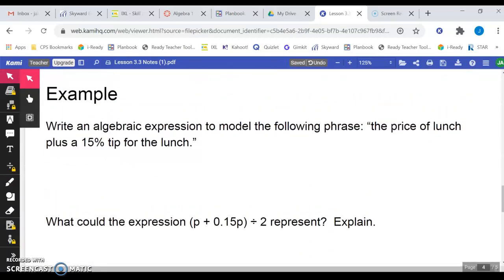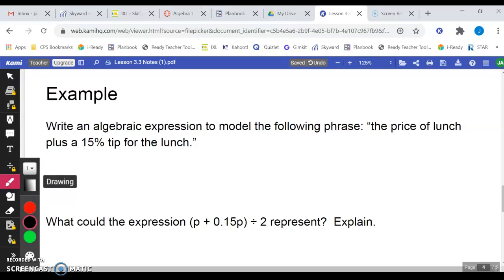So example, write an algebraic expression to model the following phrase, the price of lunch plus a 15% tip for the lunch. So we have to pay for lunch, so I'm going to use a capital L, plus a 15% tip of whatever that lunch is. So I'm going to put 0.15 because that's 15% as a decimal, times the lunch. So I have to pay for the lunch, plus I have to pay 15% of the lunch as a tip.